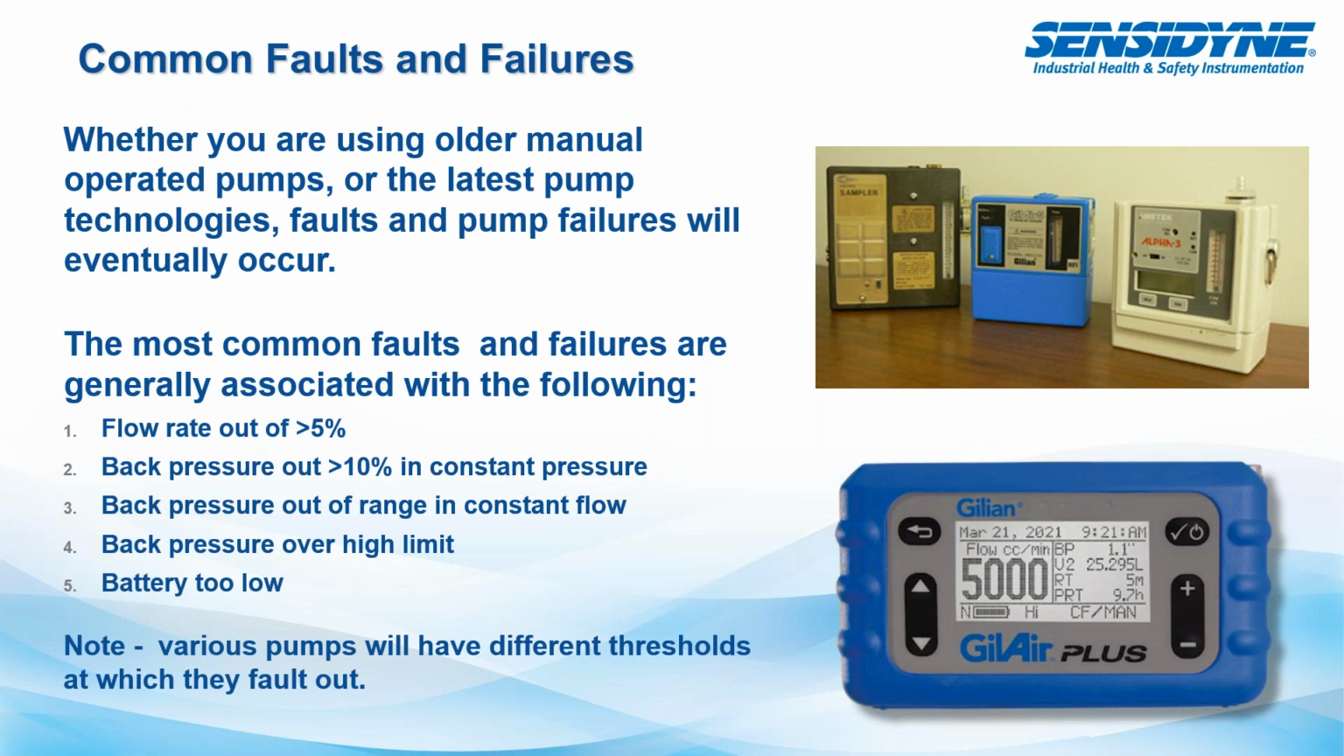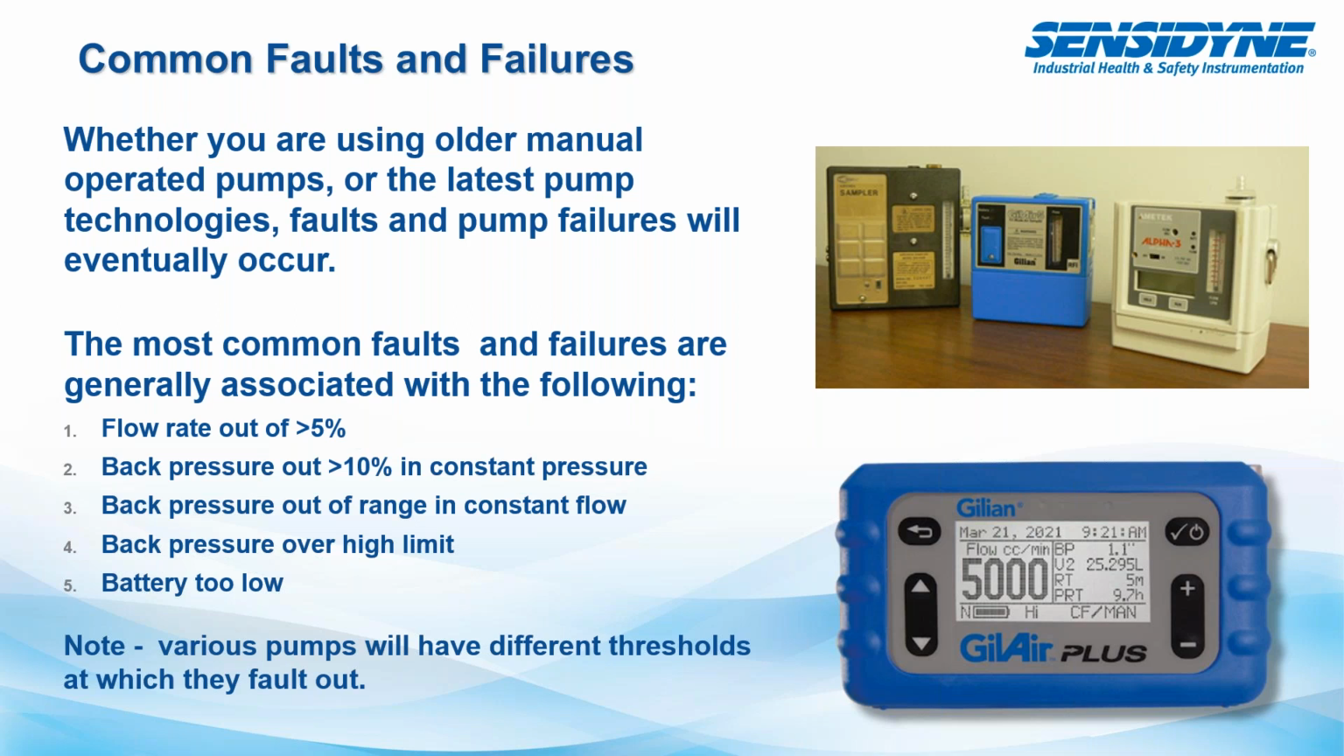A third common fault is if the back pressure is out of range in constant flow. This may be a little bit different than the flow rate out or the back pressure out in constant pressure, in that if the back pressure is out of range, it could be based on a set limit for your particular pump. And again, I will give you an example of that more specifically in some upcoming slides.